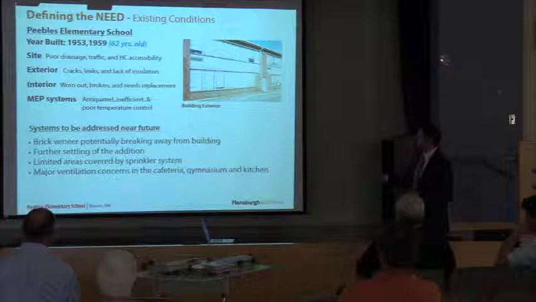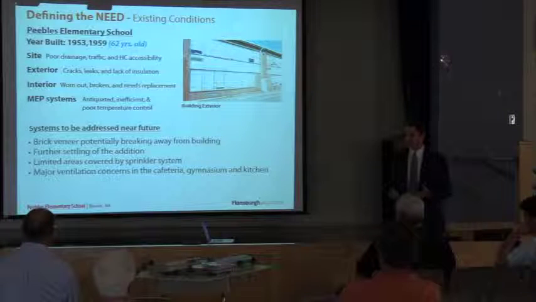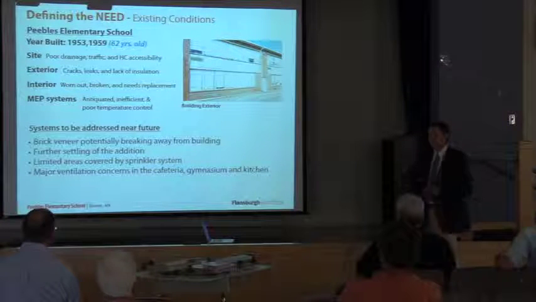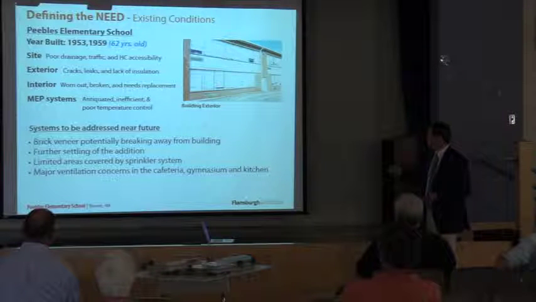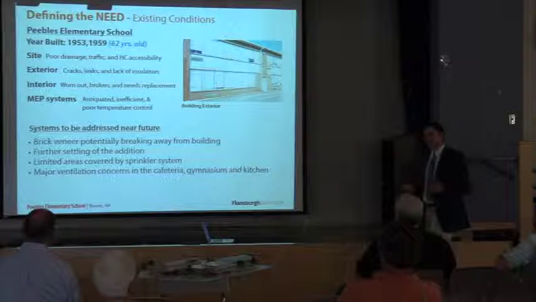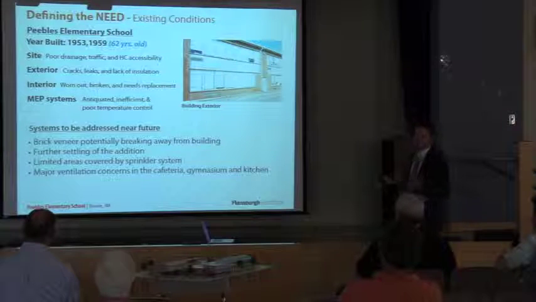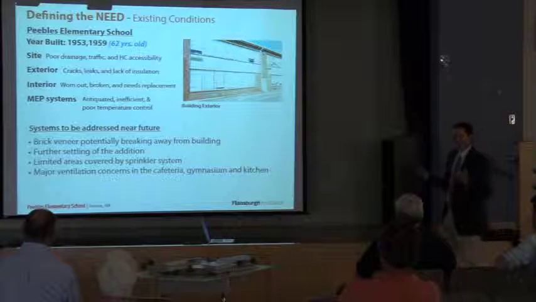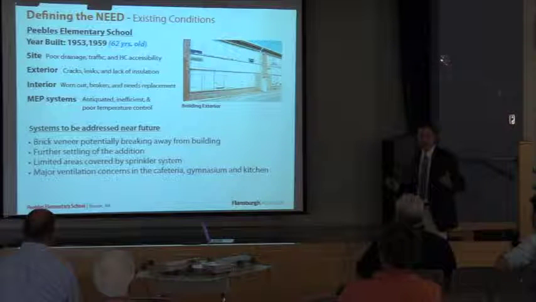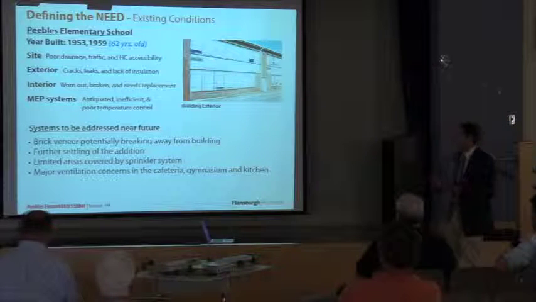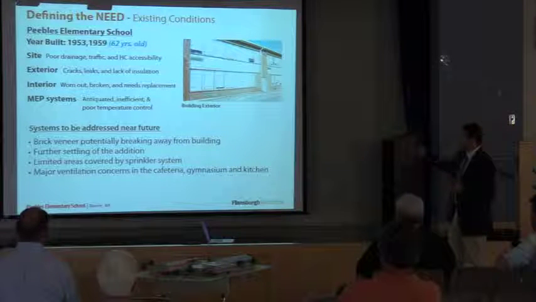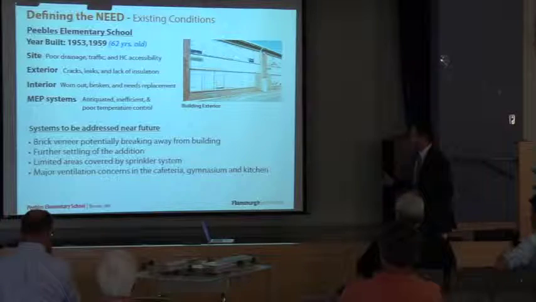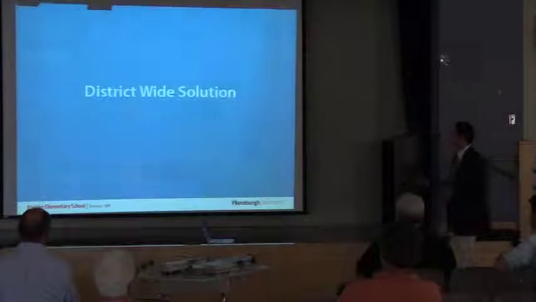And some systems need to be addressed in the near future. There's areas where the brick has been pulling away from the building, and this has been addressed in the past, but it needs to be monitored still. There's the settling in the addition. We know that this addition was built over the old leaching field, and it settled about 4 inches. Again, facilities has to come every year and undercut the door just to compensate for this building settling. There's limited areas covered by a sprinkler system, and then there's some ventilation concerns in the cafeteria, the gymnasium, and the kitchen. So again, these are some of the physical problems.